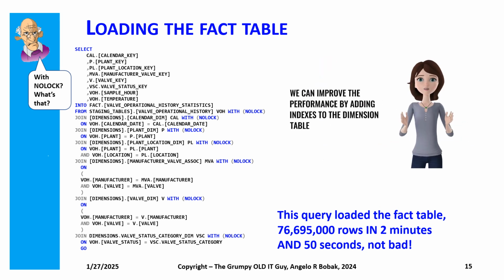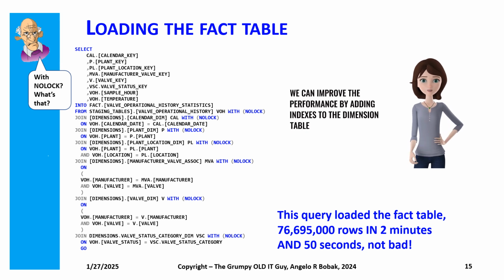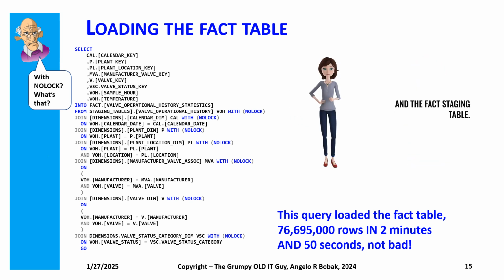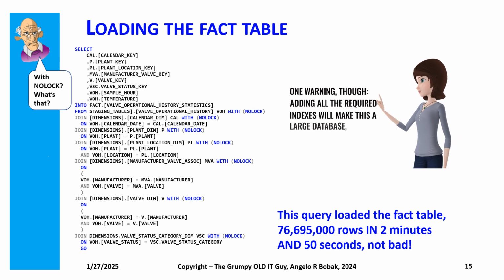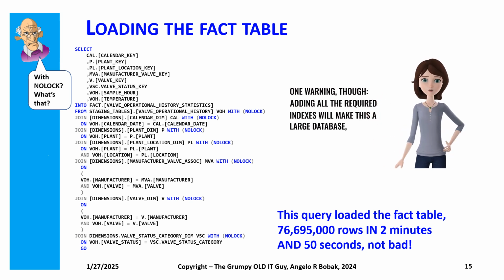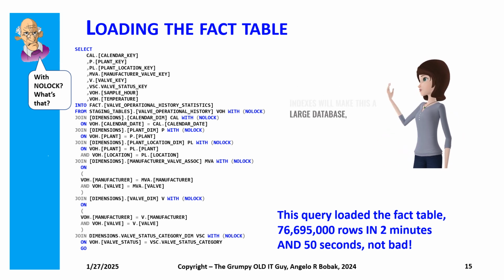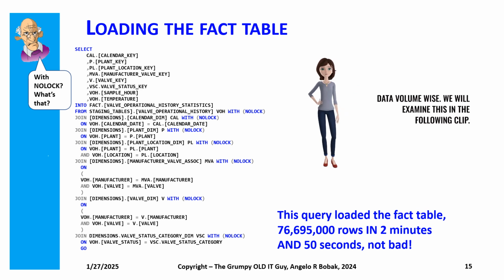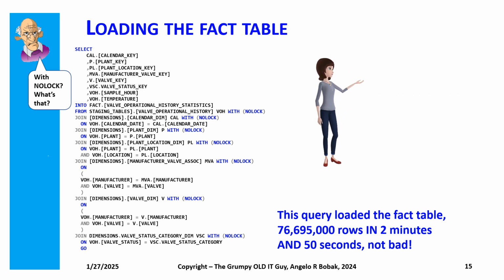We can improve the performance by adding an index to the dimension tables and the fact staging table. One warning, though: adding all the required indexes will make this a large database, data volume-wise. We will examine this in the following clip.